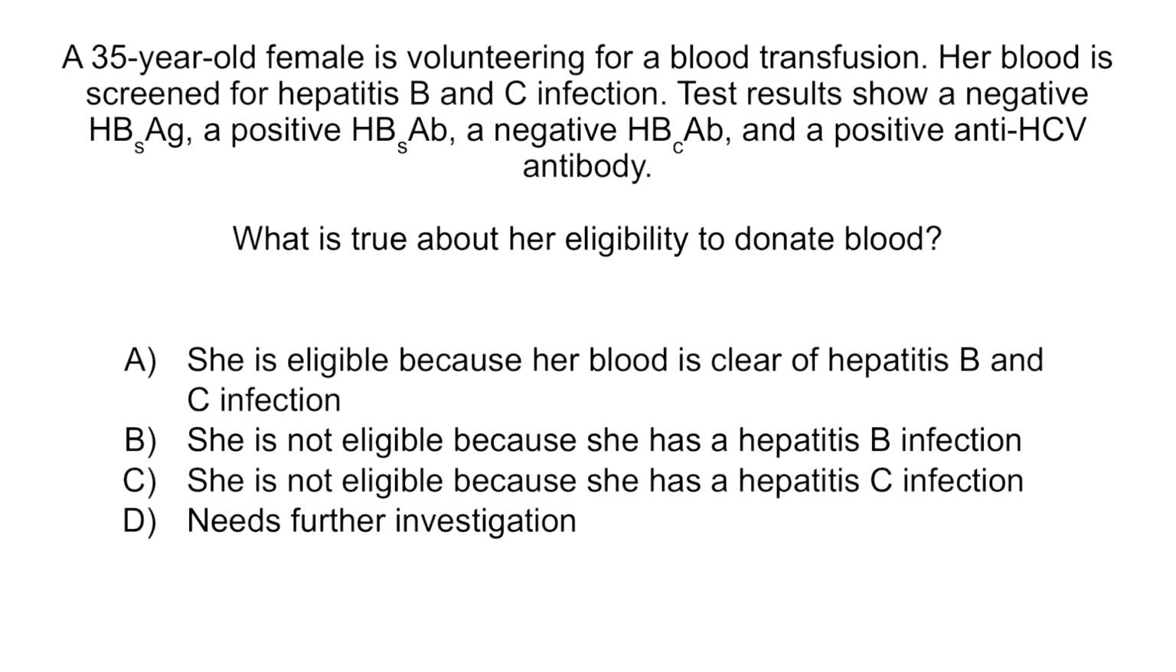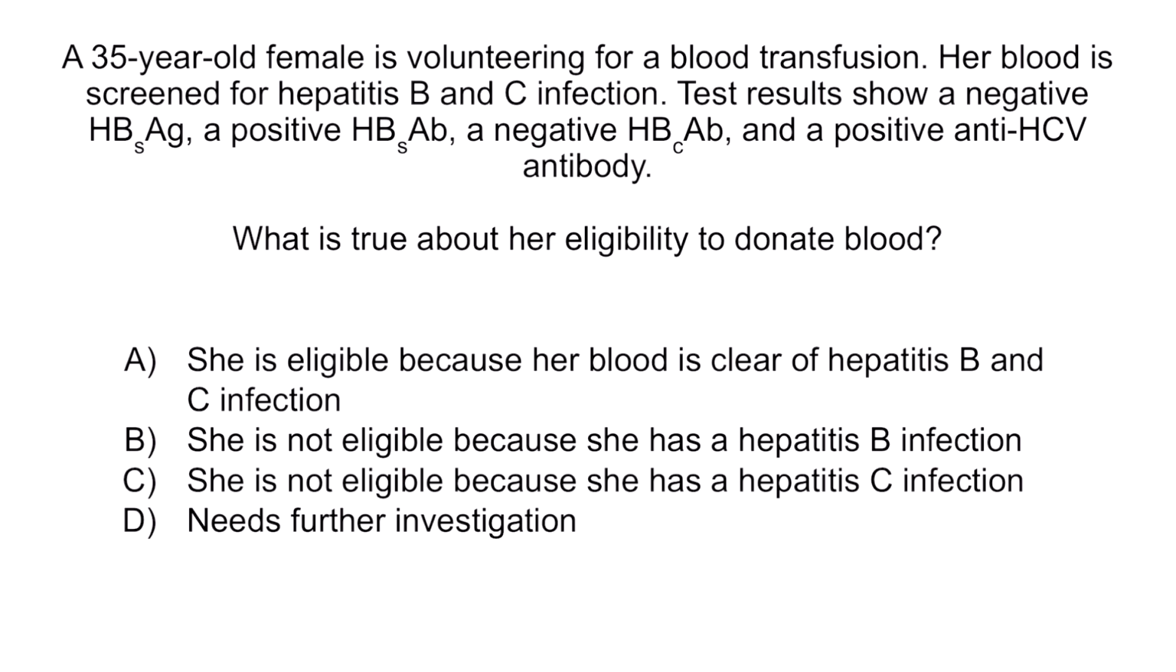All right, let's wrap up with a final question. A 35-year-old female is volunteering for a blood transfusion. Her blood is screened for hepatitis B and C infection. Test results show a negative hepatitis B surface antigen, a positive hepatitis B surface antibody, a negative hepatitis B core antibody, and a negative anti-HCV antibody. What is true about her eligibility to donate blood?